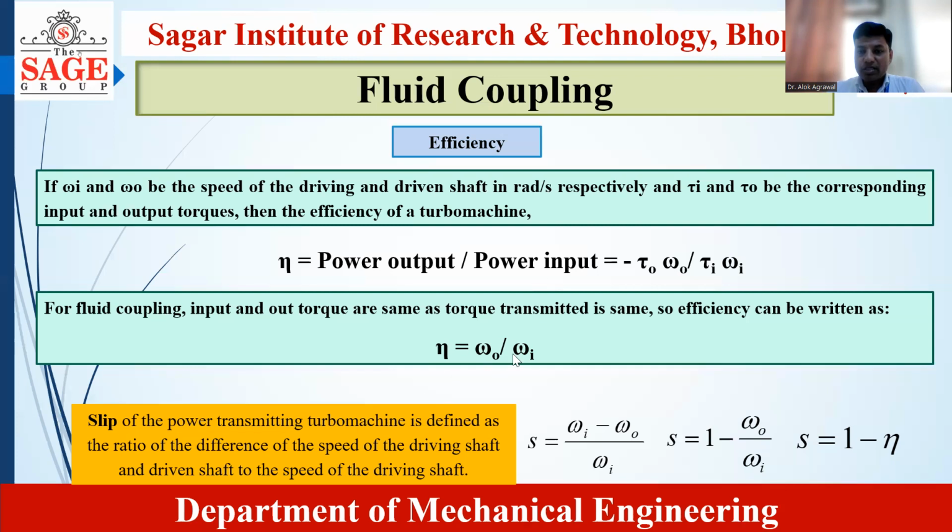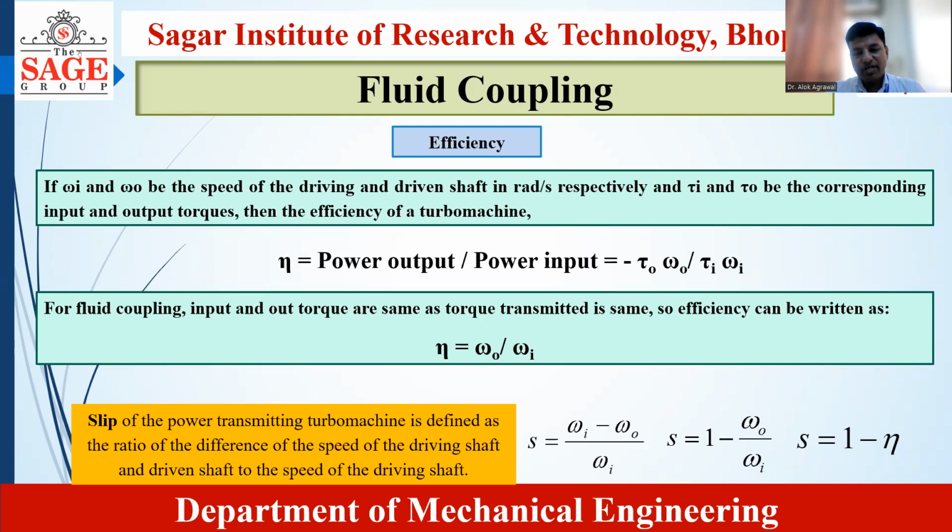See, if omega 0 and omega I become the same, then what will happen? The efficiency of the turbo machine will be 100%, and it is not possible for any machine to deliver 100%. So here there will always be omega 0 less than omega I, and the efficiency will be around 95% or 97% or 90%, anything like that. So the speed of the output shaft will be less than the speed of the input shaft. So slip is the difference of that speed, meaning input shaft speed will be more: input shaft speed minus output shaft speed to the input shaft speed ratio.